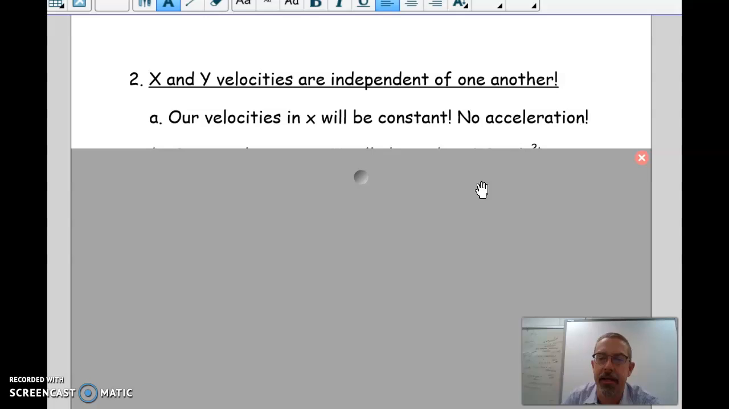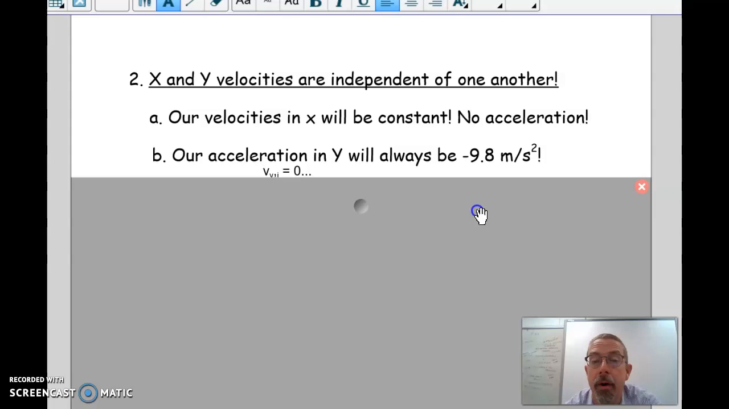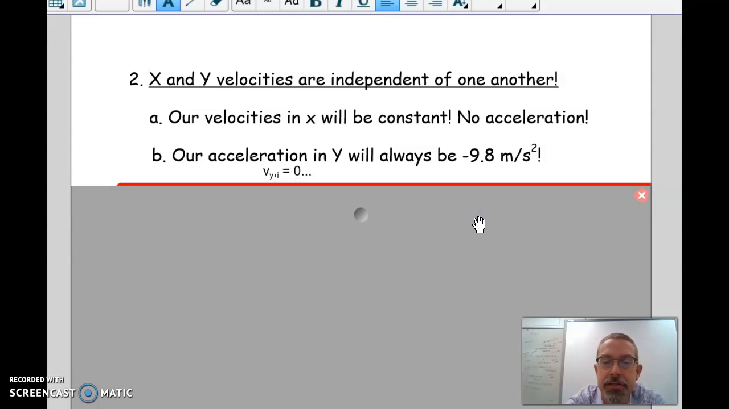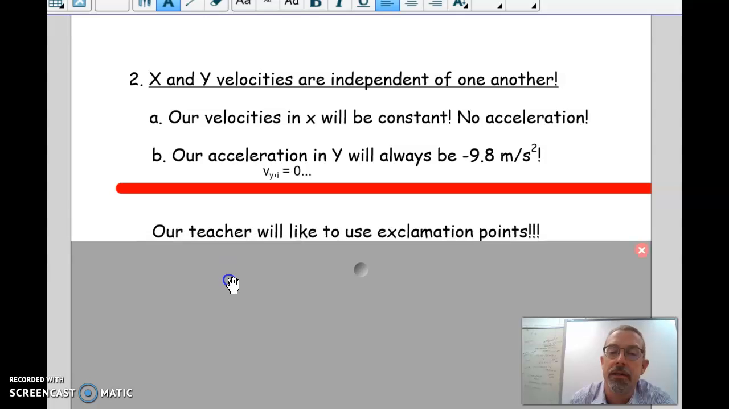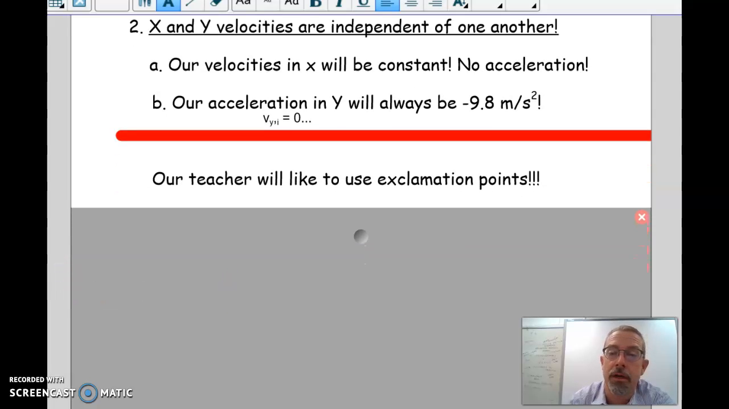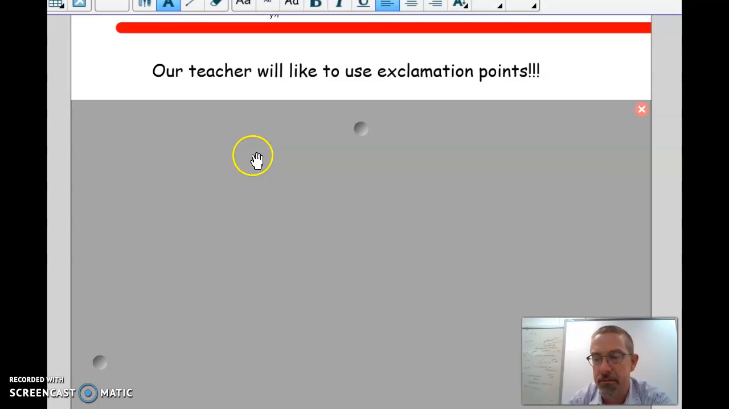So our velocities in the x direction we are going to presume to be constant. Again, for all this, we're living in the magical world where there is no air resistance. So our velocities in the x will be constant. There will be no acceleration, either positive in the forward direction or deceleration due to drag. But just as we illustrated last chapter, our acceleration in y will always be a negative 9.8 meters per second squared on Earth. That's what we are going to presume. And our initial y velocity, v_y initial, is going to be 0. Okay? Sorry about the exclamation points. Horizontal velocity gets me excited.